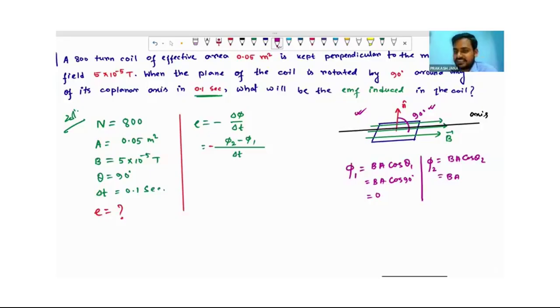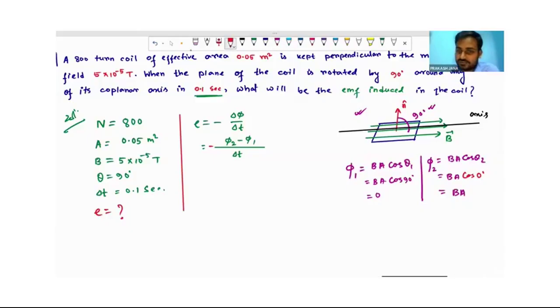See, when the plane is rotated by 90 degree, that is, with respect to a planar axis, then the theta will be 0 degree only. It will be cos 0 degree. So finally, we will have cos 0 means 1. That is BA. Fine. But here we have to keep it in mind.